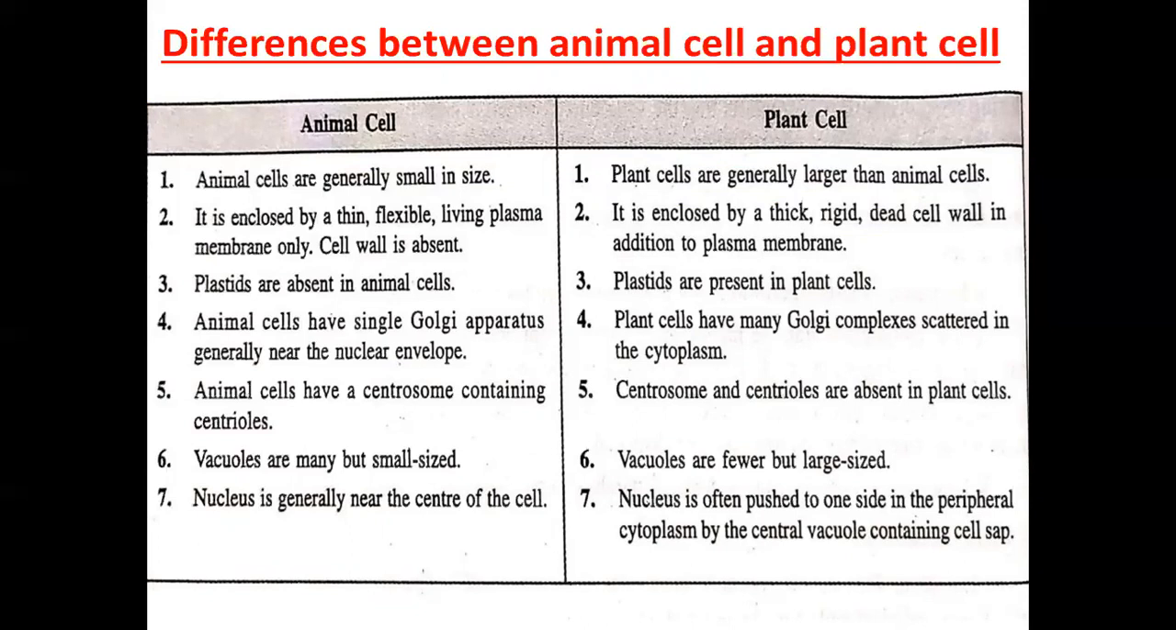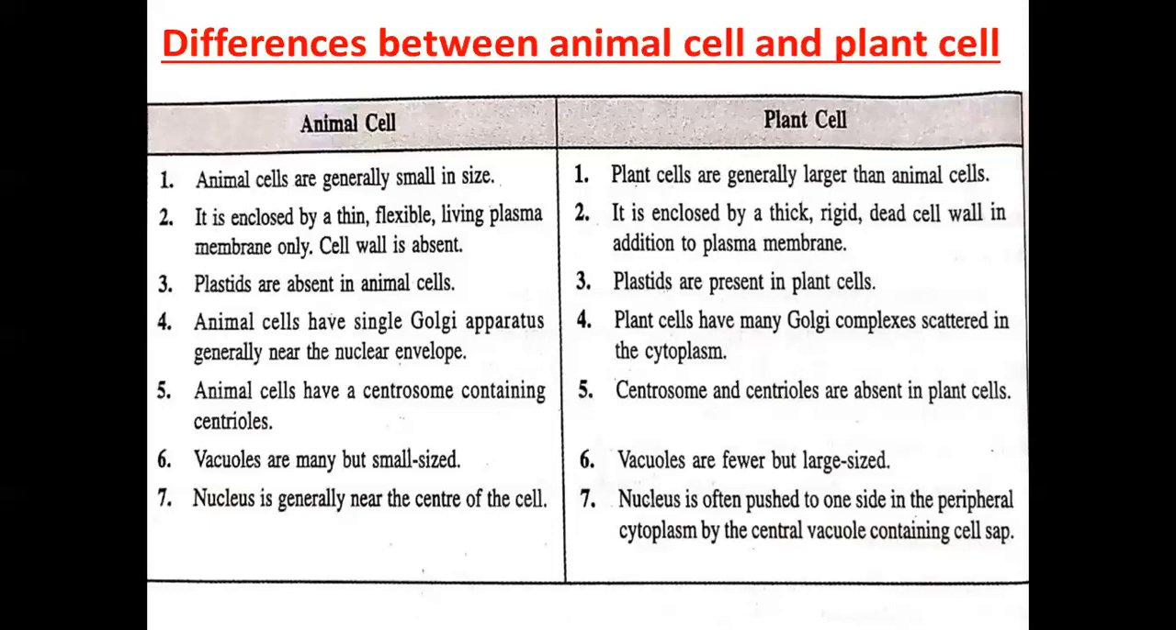Next, plastids are absent in animal cell, whereas plastids are present in plant cells. Animal cells have a single Golgi apparatus near the nuclear envelope, whereas plant cells have many Golgi complexes scattered in the cytoplasm, which are known as what? Dictyosomes. I think we have discussed this, what is dictyosome. So plant cells have many simpler units of Golgi apparatus called dictyosomes.